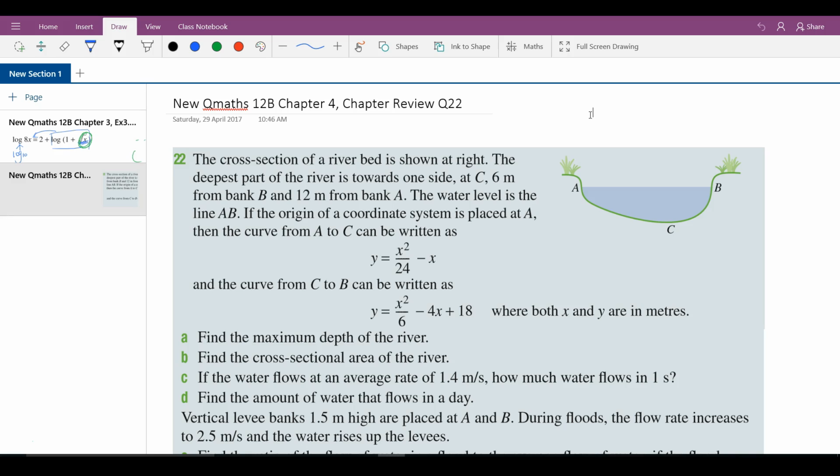I found an interesting question in the textbook, Qmath 12B, chapter 4 chapter review question 22, and I thought it was an interesting modeling problem solving question, and it's a bit tricky as well. So I decided to make a video about it.